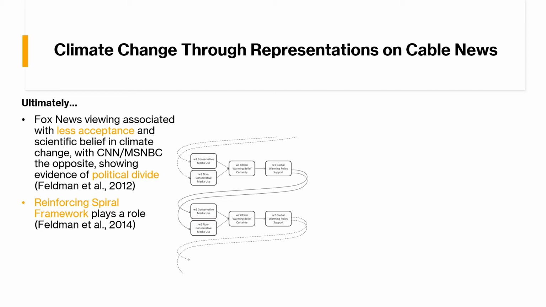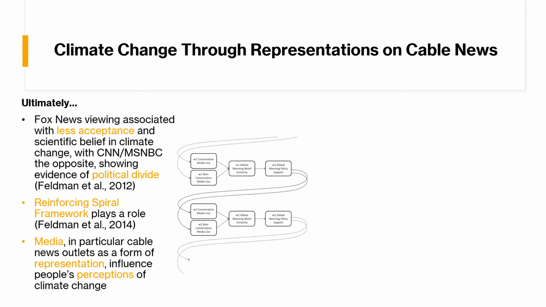So ultimately, all this research leads to the same argument, that information produced through cable news outlets as a representation influences the American public's opinions on climate change and climate change policies, similar to O'Neill's work. But why is this significant and particularly relevant?